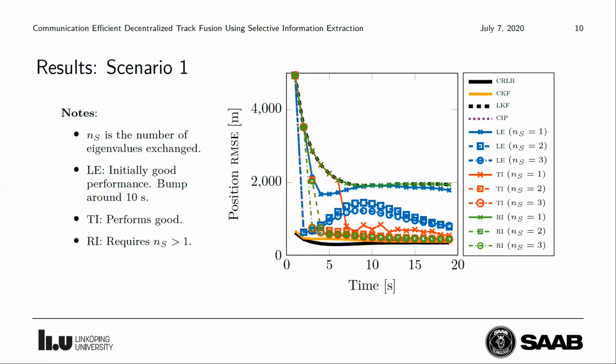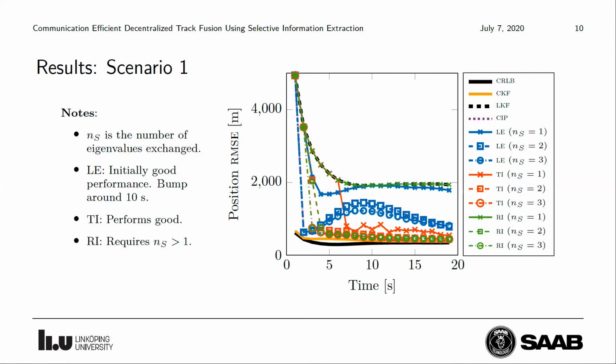CRLB is the Cramér-Rao lower bound. CKF is a centralized Kalman filter having access to all measurements. LKF is a local Kalman filter with only access to local measurements. CIP is a covariance intersection where the full information P inverse is exchanged.